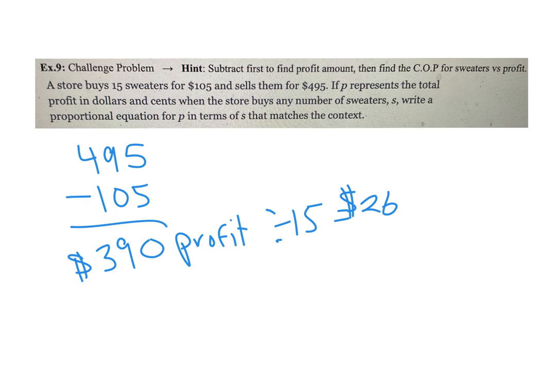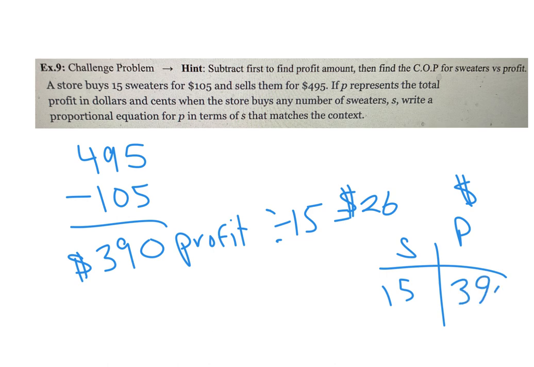All right, so if I was to put this in a table, I would recommend you put the money on the right side. So your profit in dollars. And then on the other side, you have S, which stands for the number of sweaters. So basically, if I have 15 sweaters, that's 390, right? And then we did find our COP, that's 26. So for one sweater, that's $26.